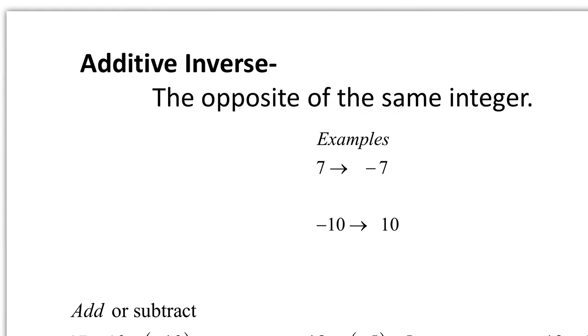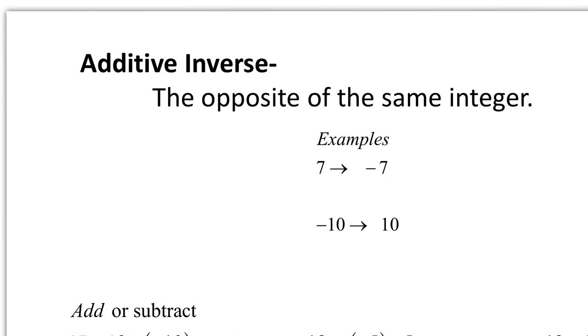And I'll give you some examples here. The first example is the positive 7. Positive 7, the additive inverse is a negative 7. So the opposite of positive is negative. Same number, but it's a different sign, one positive and one negative. If you look at the negative 10, the additive inverse is positive 10 because one's negative and one's positive. Same number, but they're opposites because one's a negative and one's a positive. They have different signs.